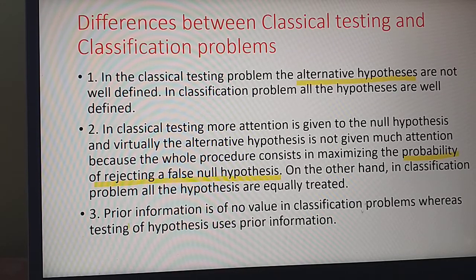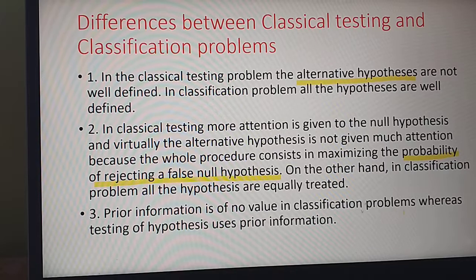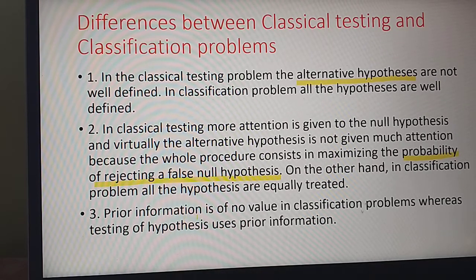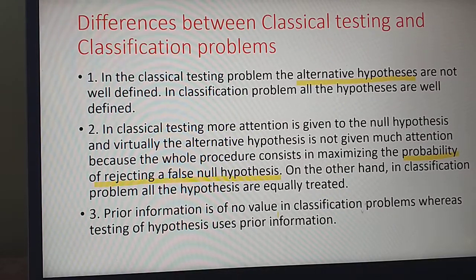Number 3, prior information is of no value in the classification problem, whereas testing of hypothesis uses prior information. You know, prior information, prior probability. You have seen in the case of decision theory chapters that we use the prior information in the testing problems and the estimation problem, but in the classification problem we never use the prior information. So this is the third difference between classical testing and a classification problem.